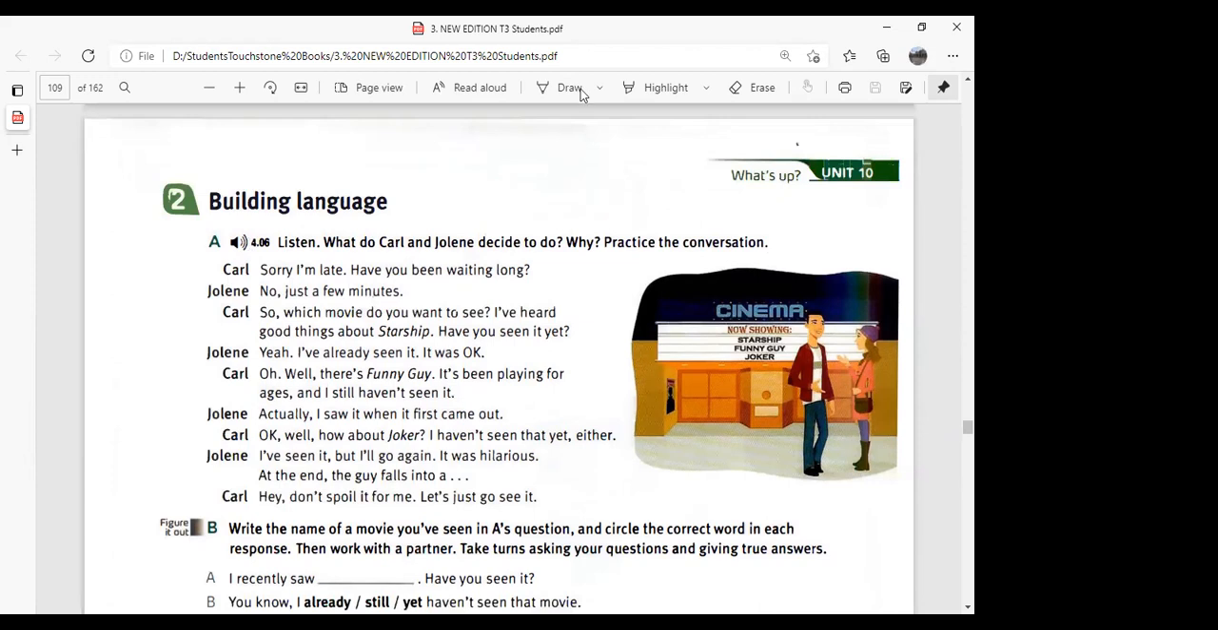Okay, let's practice, please. Remember, we have to finish this to go to lesson C. Okay, who wants to be Carl? Felix, do you want to read? Carl, Jolene, you want to, Jasmine? Okay.